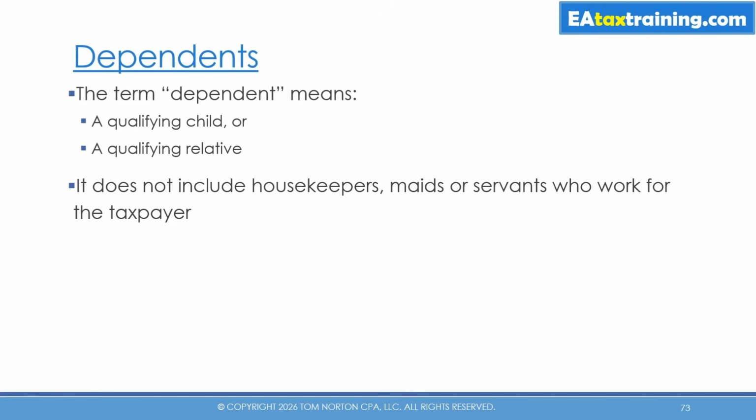Now, it is not as simple as it sounds, because as we're going to find out, a qualifying child doesn't necessarily have to be your child. A qualifying relative doesn't necessarily have to be related to you, but the actual definition itself is pretty simple. Now, it does not include housekeepers, maids, or servants who work for the taxpayer. So, what this means is that there was a time when people were trying to take their housekeepers, maids, and servants as dependents. So, the IRS had to come out and explicitly say those people do not qualify.